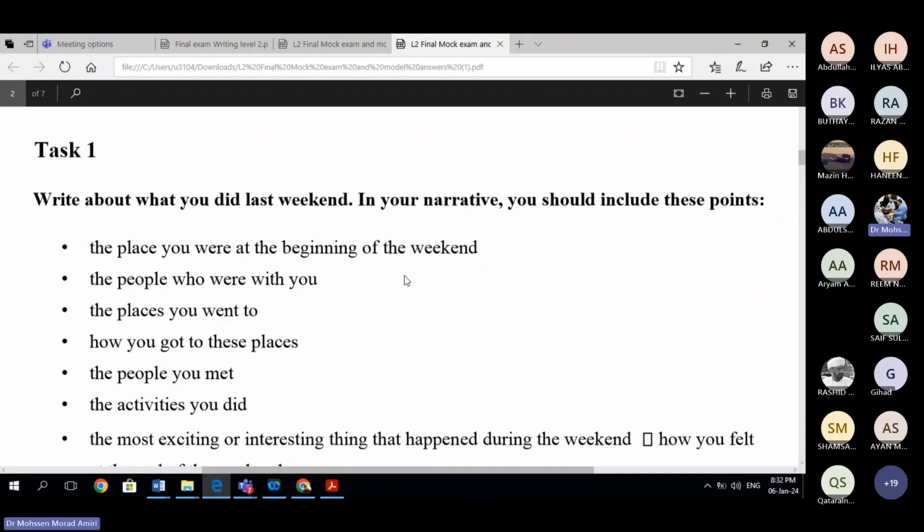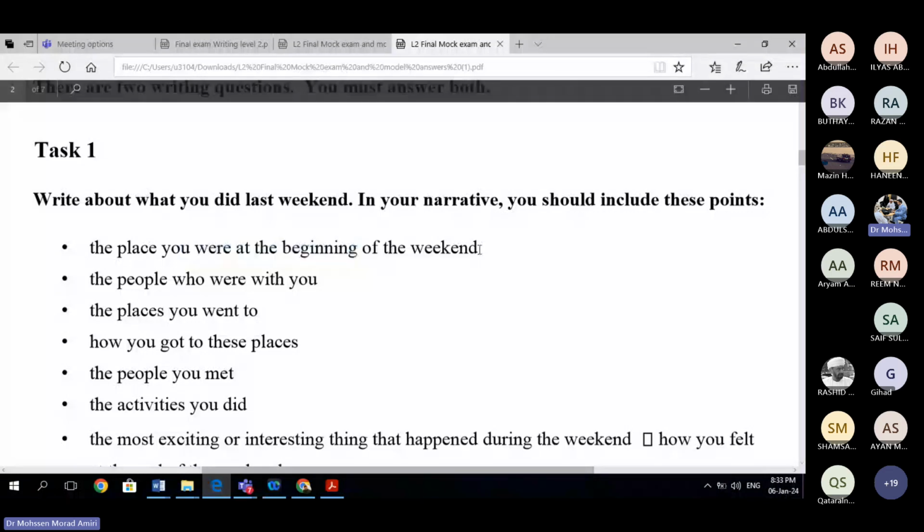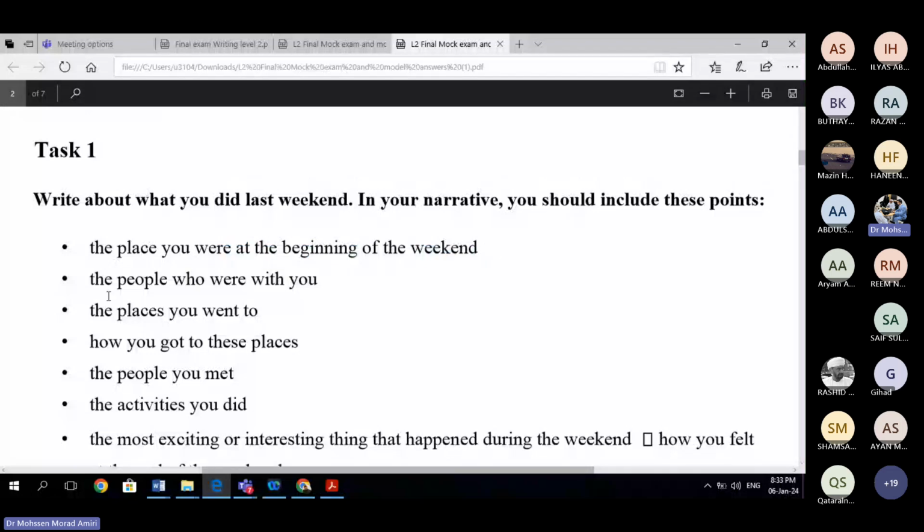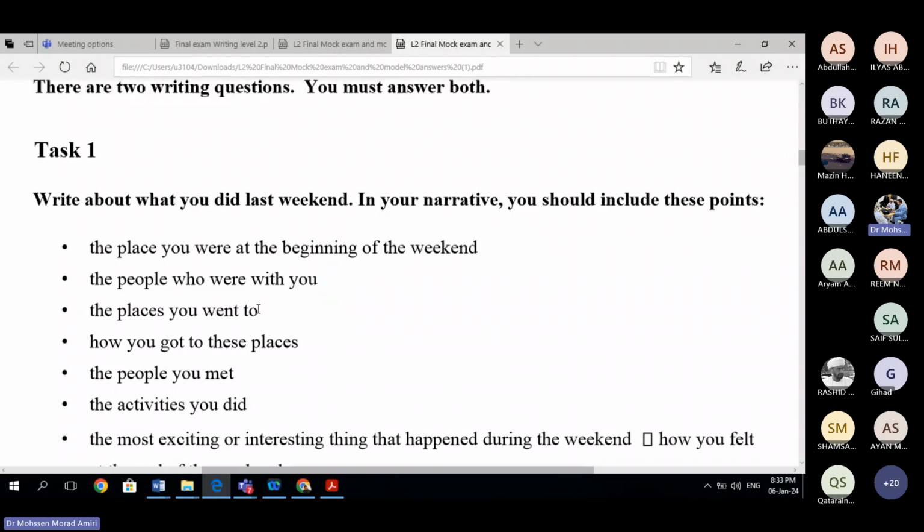We want just to see your writing. We want to see if the student is able to write good English or not. Okay, so here, the place you were at the beginning of the weekend, you can say that at the beginning of the weekend, I was at home. The people who were with you, I was with my family. The places you went, I went, for example, to Nizwa or Muscat.